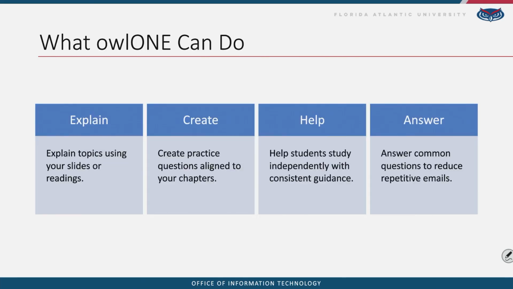What owlONE could do, as we said, is very similar to all agents. It could explain topics. You could create questions with it for your chapters. You could also have it create questions for your students. It depends what your audience is going to be. It's used a lot to, let's say, help a student study independently, maybe guide them to answers. And like I said, it could just answer questions. You could use it as a simple agent that just sits there and answers things like, what's my syllabus? What times does class meet? Those types of things. You can build it however you want it to be.